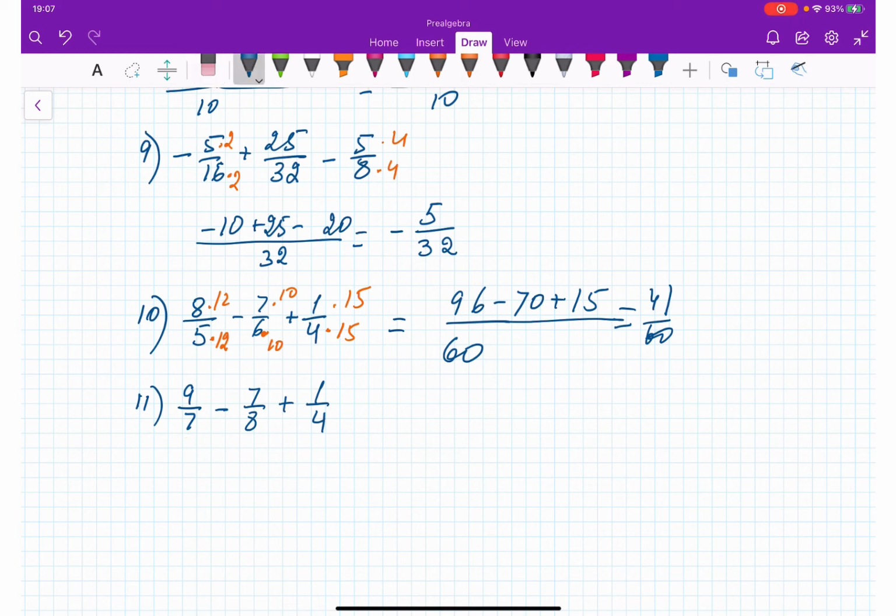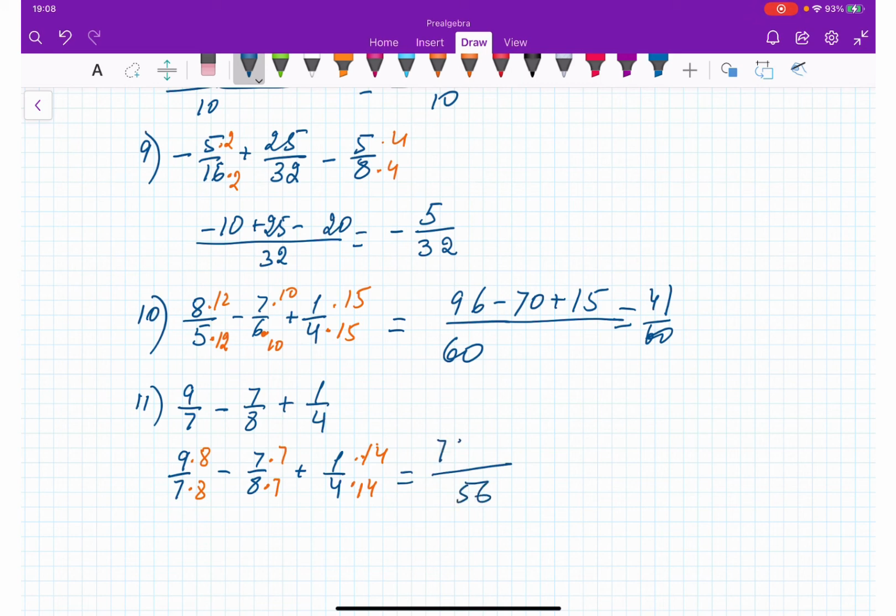So let's see, 9 over 7 minus 7 over 8 plus 1 over 4. If it's 56, then here I multiply by 8, multiply by 8, multiply by 7, multiply by 7, and multiply by 14. 56 divided by 4 is going to be 14. Yeah, times 14. And the result is, we are getting here 56.